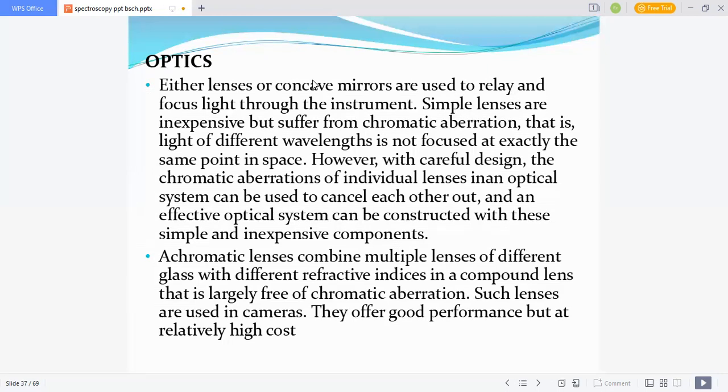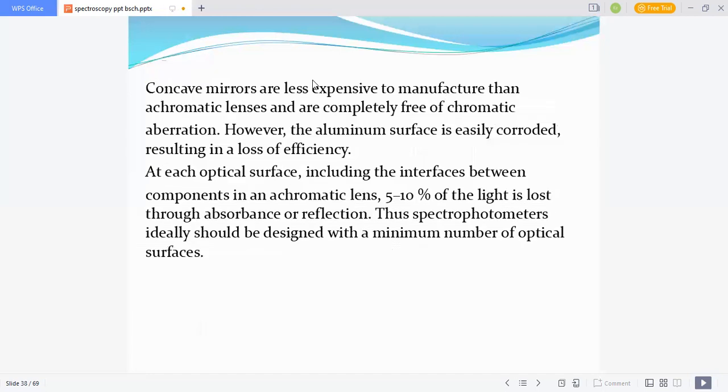Combining multiple lenses of different glass with different refractive indices gives a compound lens that is largely free of chromatic aberration. Such lenses are used in cameras; they offer good performance but at a relatively high cost. Concave mirrors are less expensive to manufacture than achromatic lenses and are completely free of chromatic aberration. The aluminium surface is easily corroded, resulting in a loss of efficiency at each optical surface, including the interface between components in electromagnetic lines. 5 to 10% of the light is lost to absorption or reflection. A spectrophotometer ideally should be designed with a minimum number of optical surfaces.